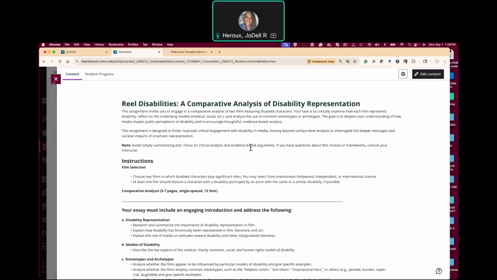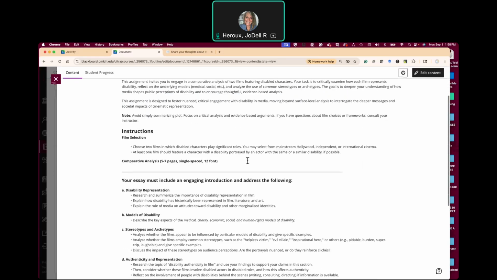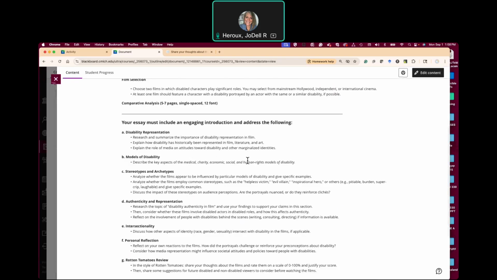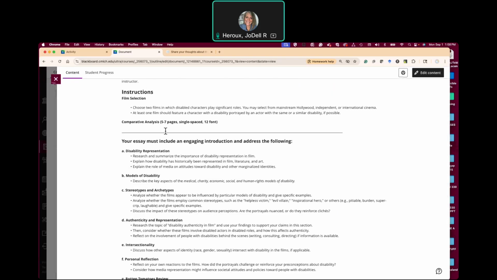But the goal of the overall project is for you to really dig deep into how disability is represented in those films, okay? This comparative analysis should be 5 to 7 pages, single spaced and 12 font. The most accessible font is Arial, or I think it's Canvas Sans. Open Sans is fine.